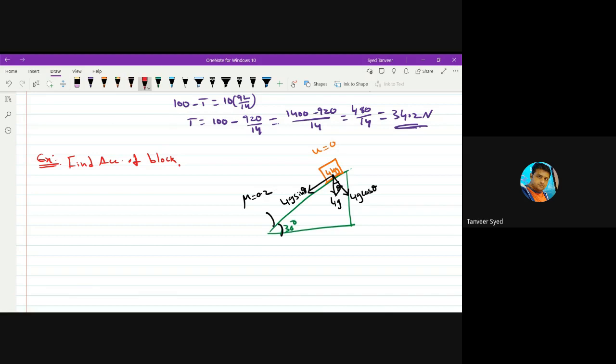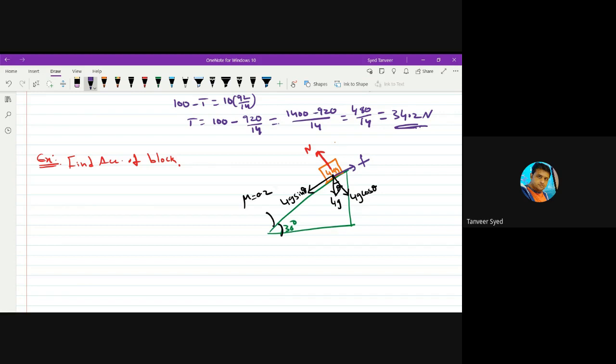Other than this, normal reaction. Yes. Then if the block tries to slide down, friction acts because this is a rough incline. In which direction? Down the incline or up the incline? Up the incline. This is the direction of friction. So 4g sin theta along the incline, 4g cos theta perpendicular to the incline, normal reaction perpendicular to the incline, friction along the incline. These are the four forces acting on the block.